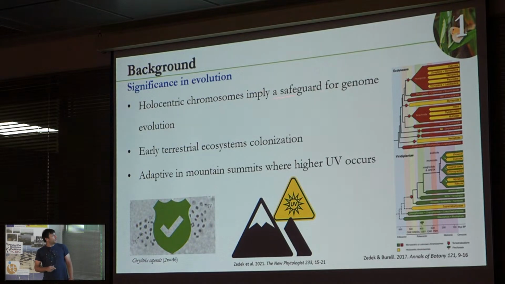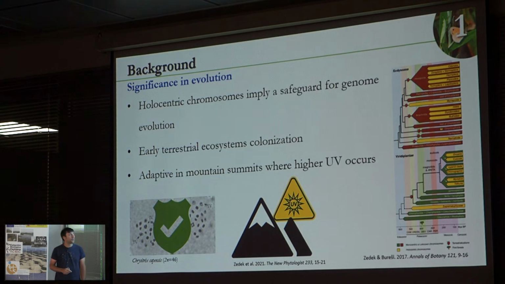So holocentric chromosomes have been related to the early terrestrial ecosystem colonization by plants and animals. And also we can see that currently in the species assemblage in high mountains, we can see a high richness of species with holocentric chromosome, because they tolerate UV radiation very well because of this special type of chromosomes.